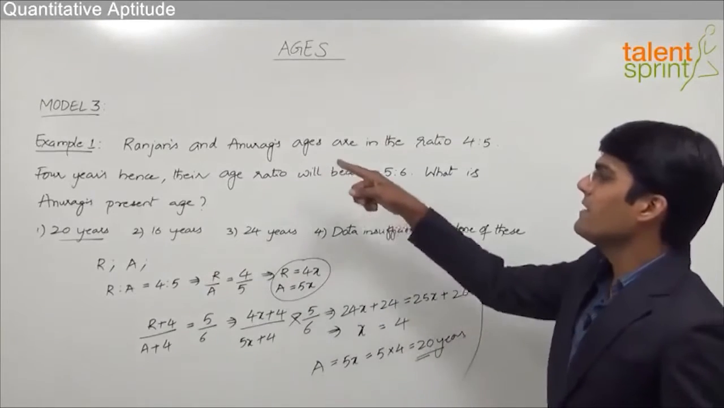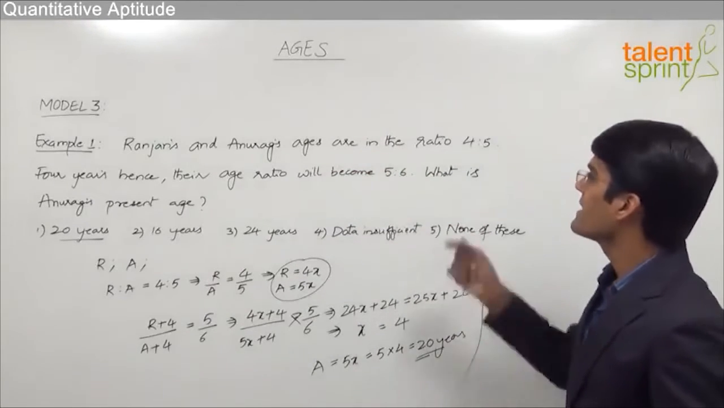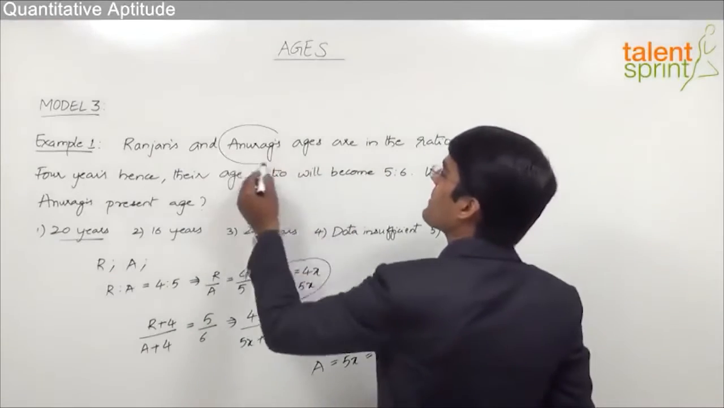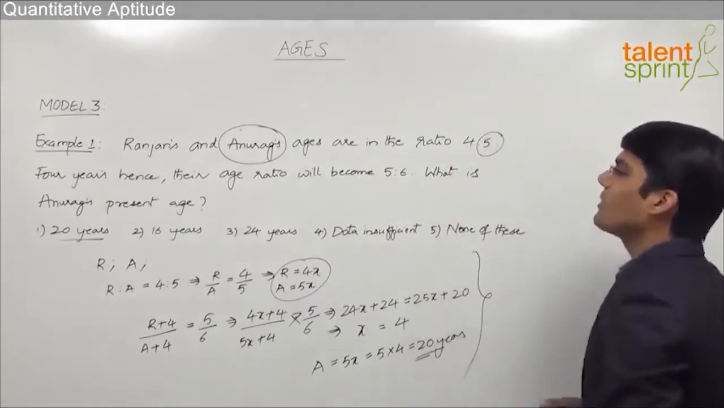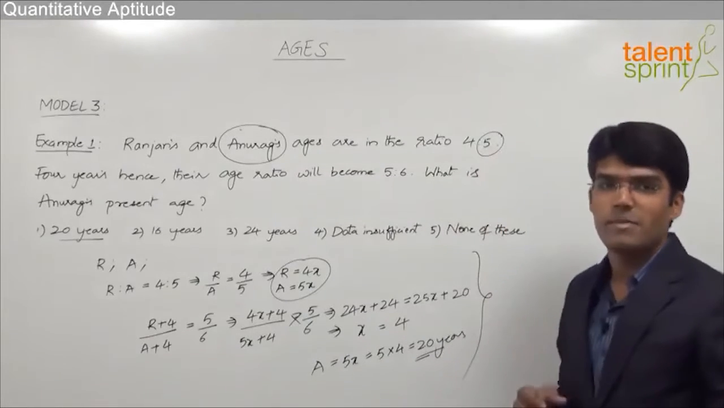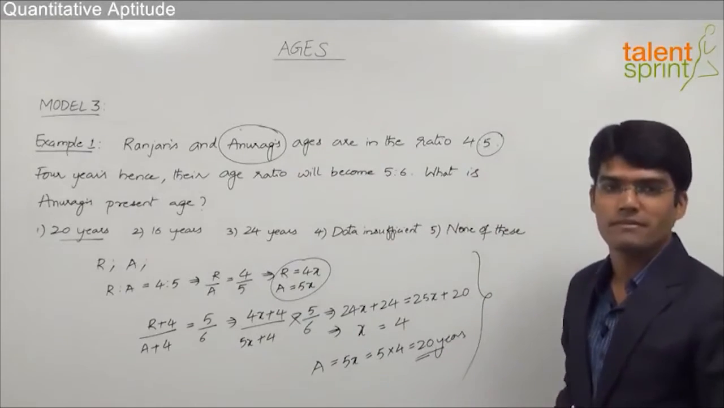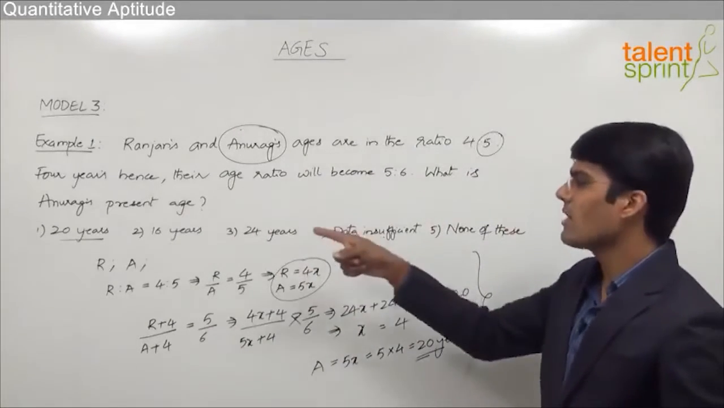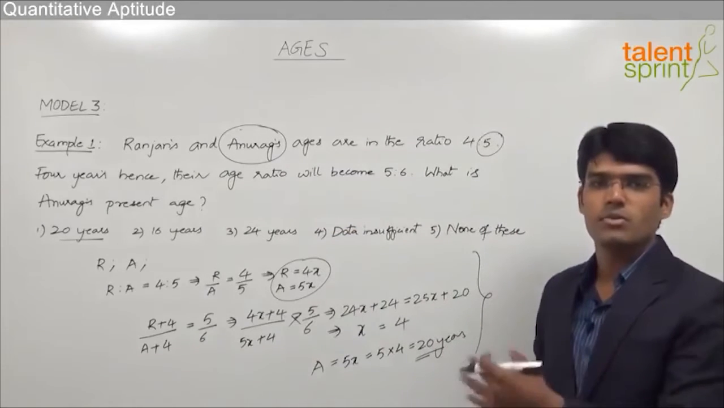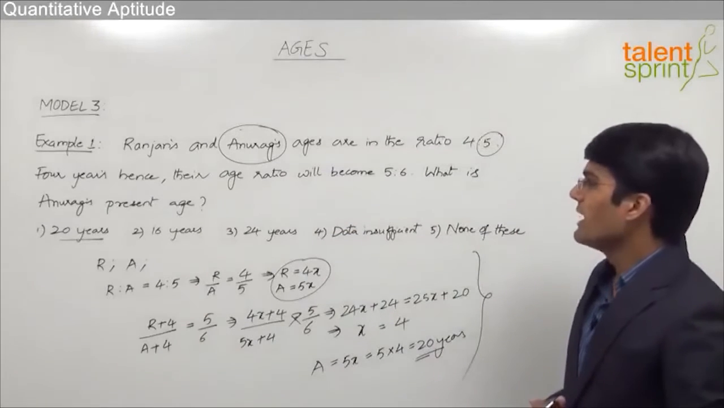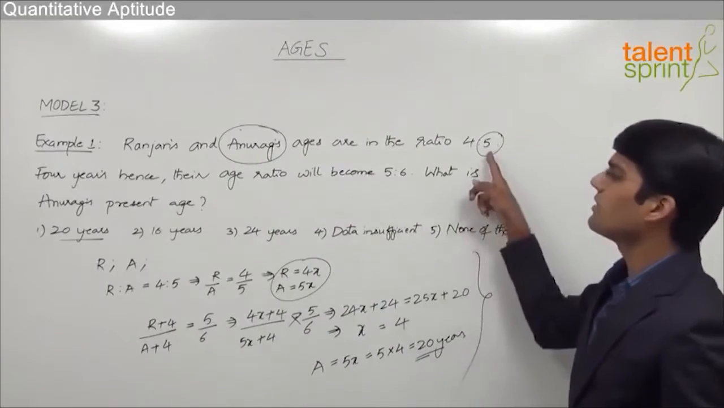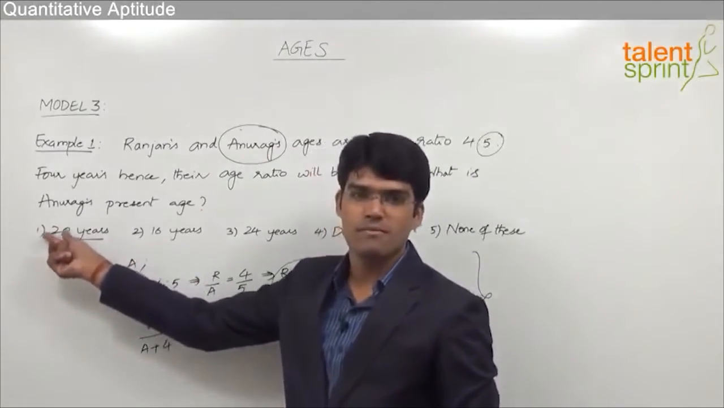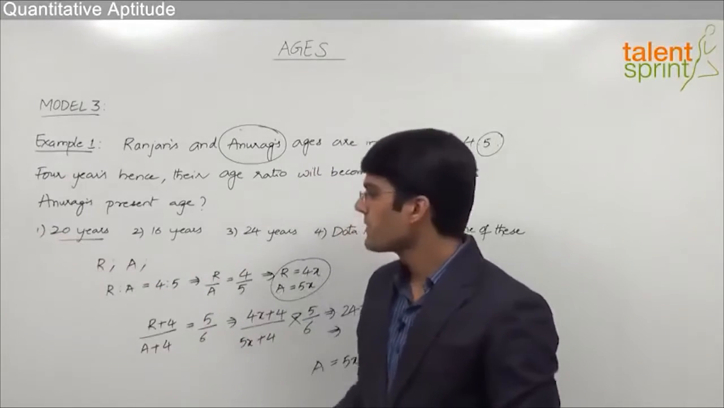From the first statement, we know that Ranjan's and Anurag's ages are in the ratio of 4:5. Now very clearly, Anurag's present age should be a multiple of 5. As it is equal to 5 parts, it should be some multiple of 5. And we have to find out Anurag's present age. That means in the given options, the answers are with respect to Anurag's present age. So let us eliminate those options which are not multiples of 5. If you look at option number 1, 20 is a multiple of 5. So this can be the correct answer.